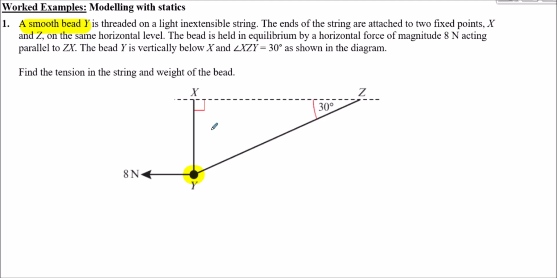If we're talking about strings, we should know almost as second nature by now if there's going to be an associated tension. So the tension can be modelled as being the same on this part of the string and that part of the string. Because it's a smooth bead, the tension will be consistent on both sides.